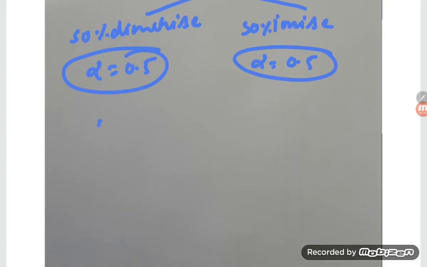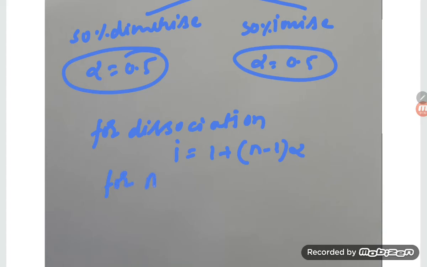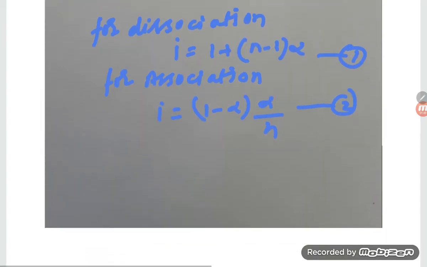For dissociation, student, the dissociation formula, i is equal to how much? 1 plus (n minus 1) alpha. And for association, what is the formula? That is 1 minus alpha plus alpha by n. These two things, right? This is equation number 1 and this is equation number 2. This is the very basic one.